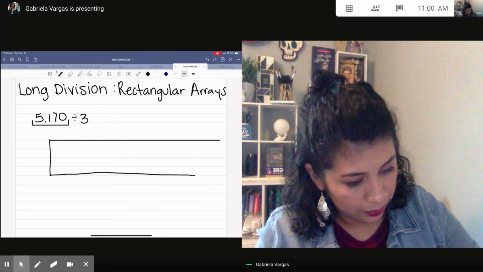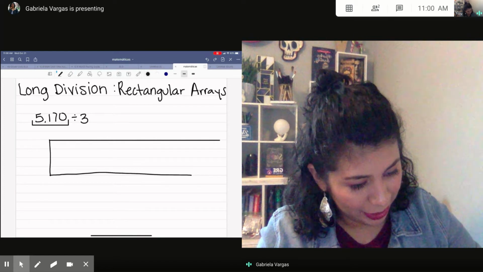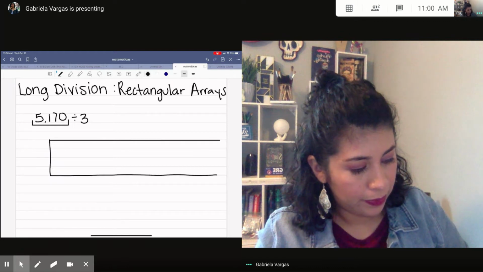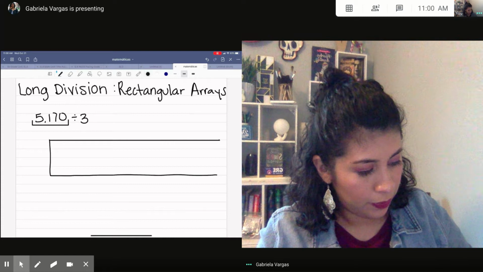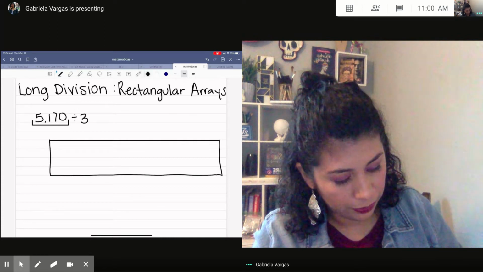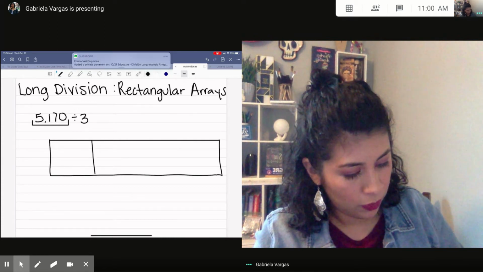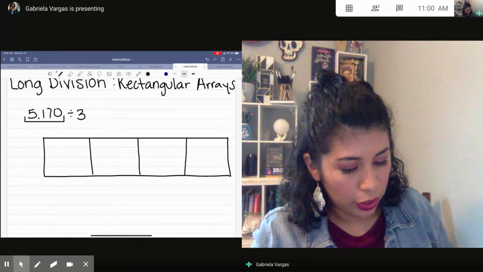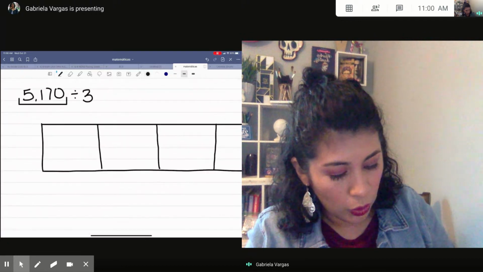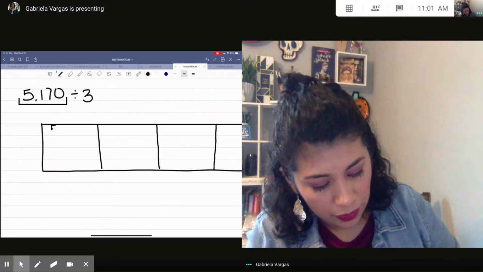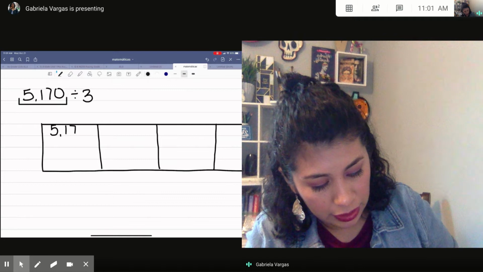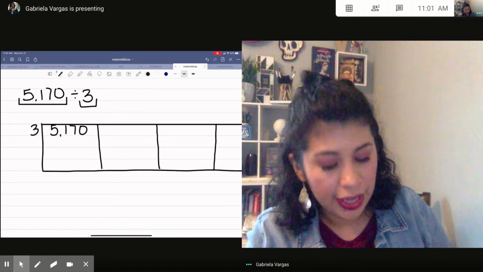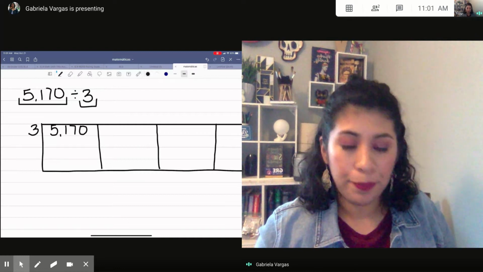Let me just try to make this straighter. Okay, so our dividend, 5,170, will go in this first box. And my divisor, this 3, will go outside the rectangular array.